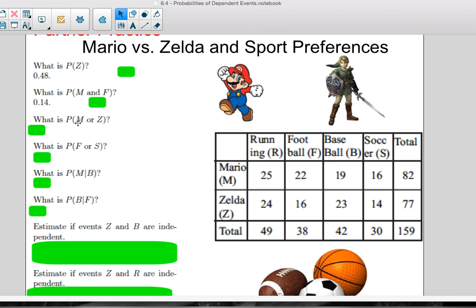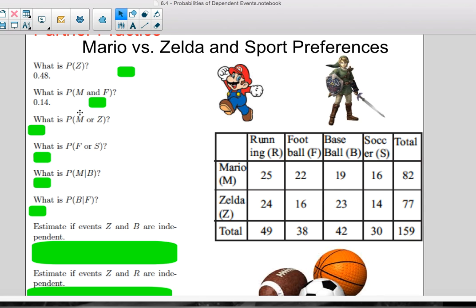Now here we go. We have the probability of Mario or Zelda. What is the probability that somebody likes Mario or they like Zelda in this study? Well, this is an interesting one because they have to like one or the other. There's no third choice here. The probability that they like Mario is 82 people, and the probability that they like Zelda is 77 people. So the probability that somebody likes one or the other is going to be 82 plus 77. That word or almost signifies addition, right? There are two favorable outcomes.